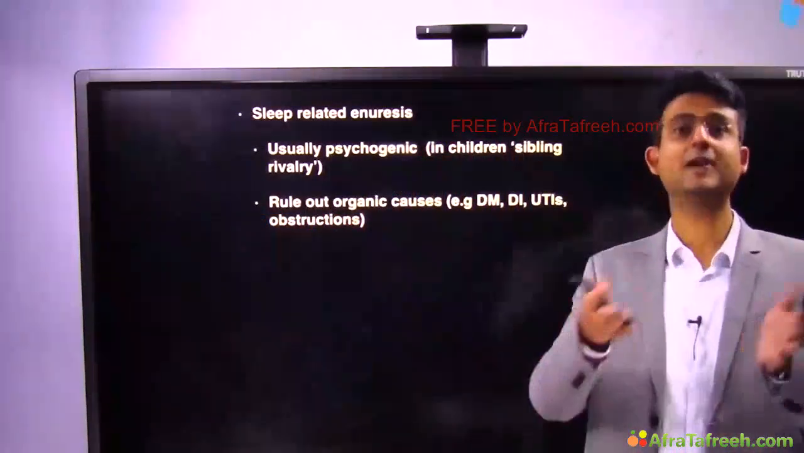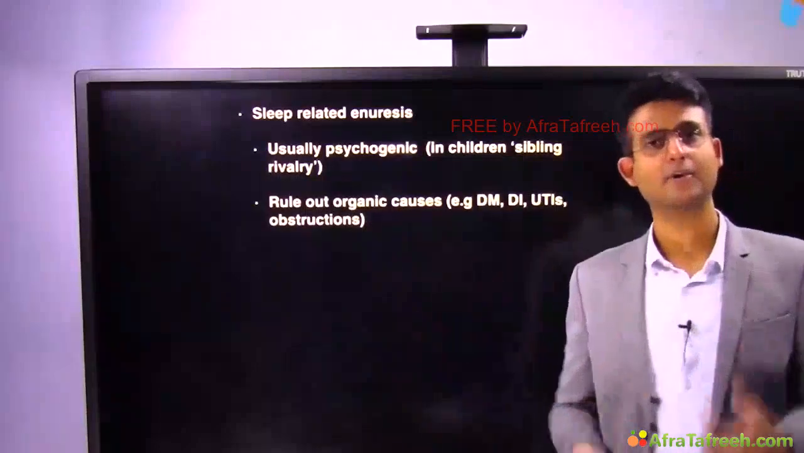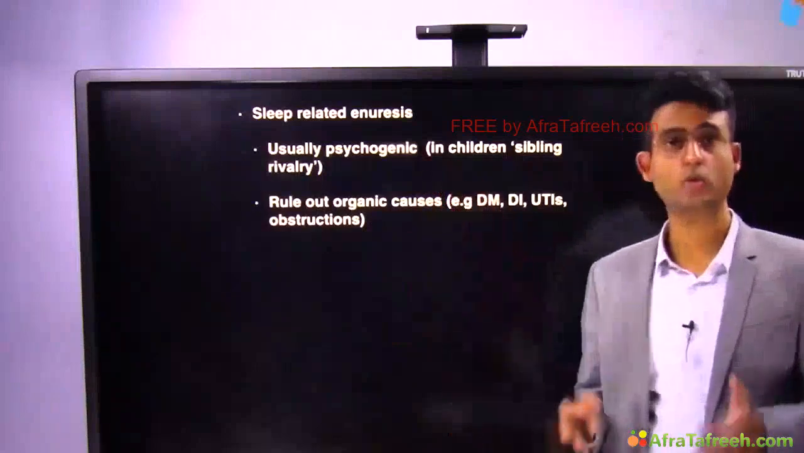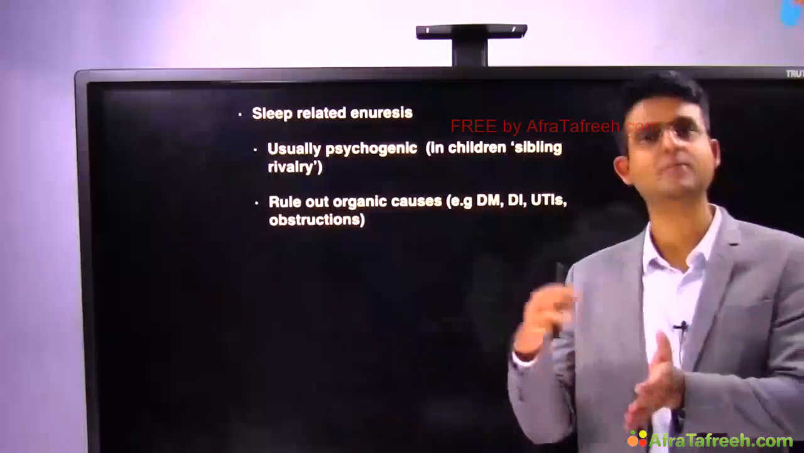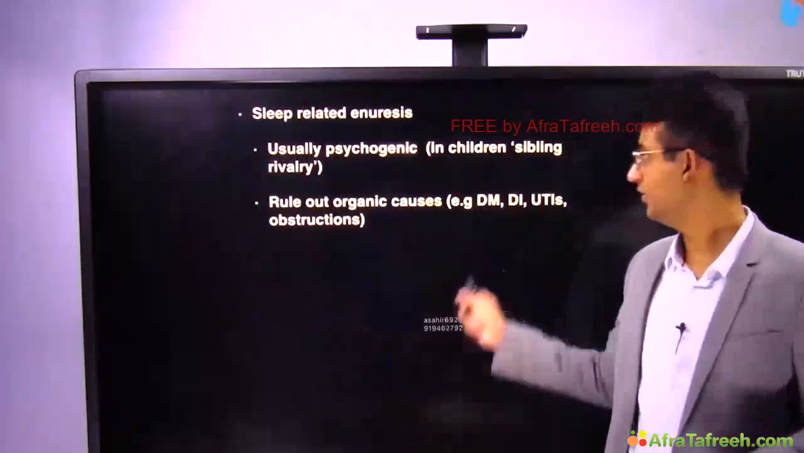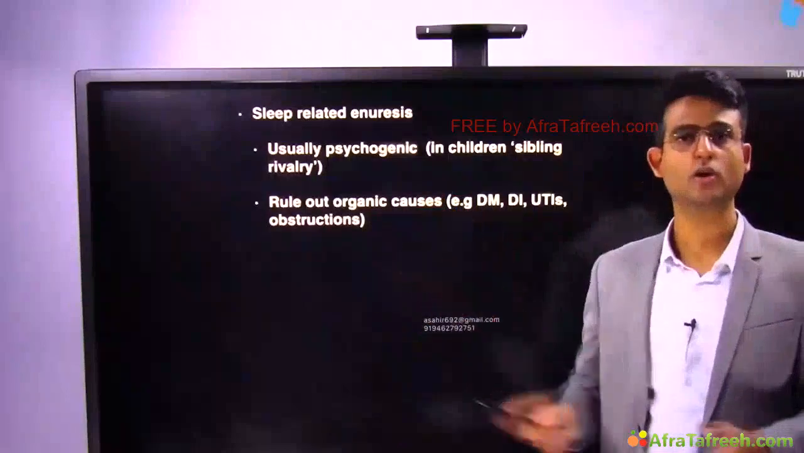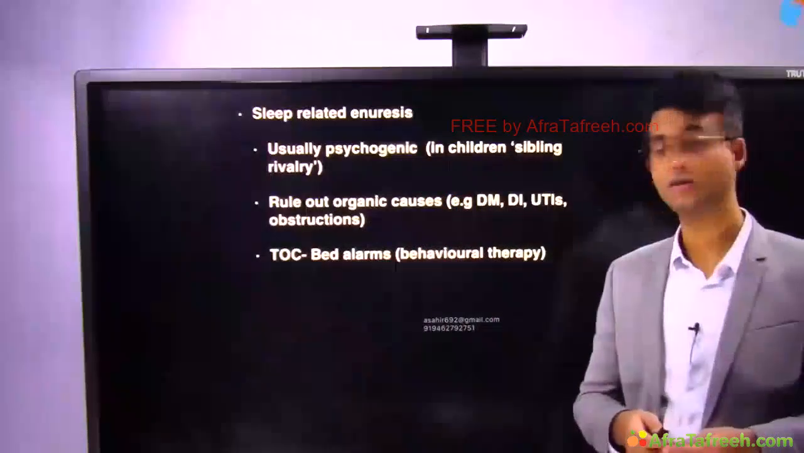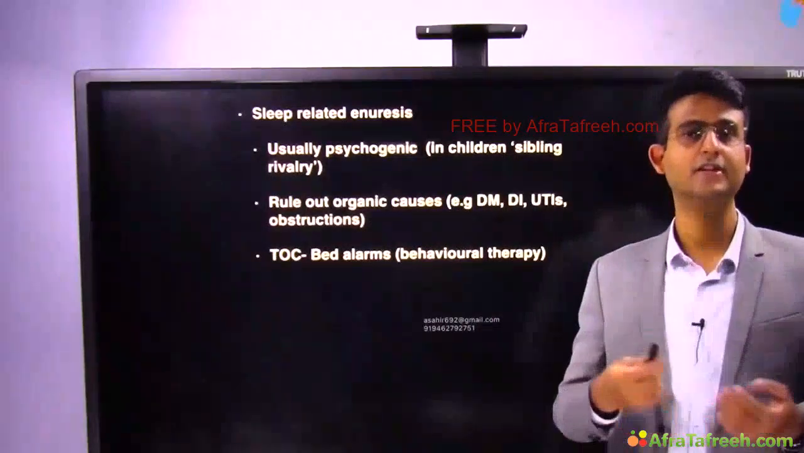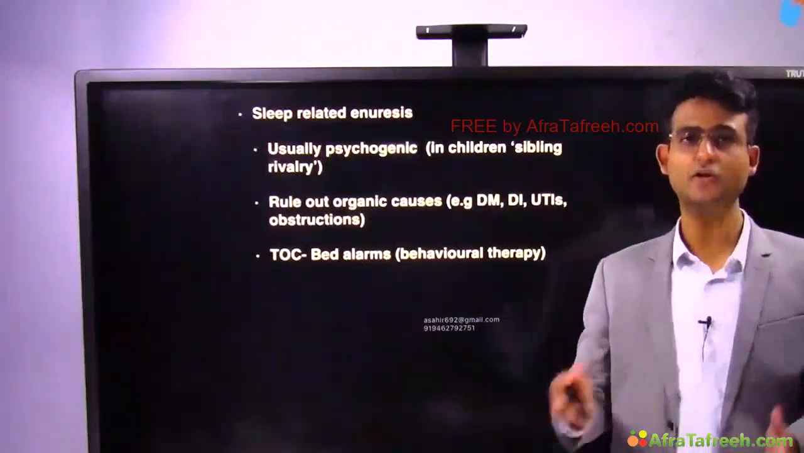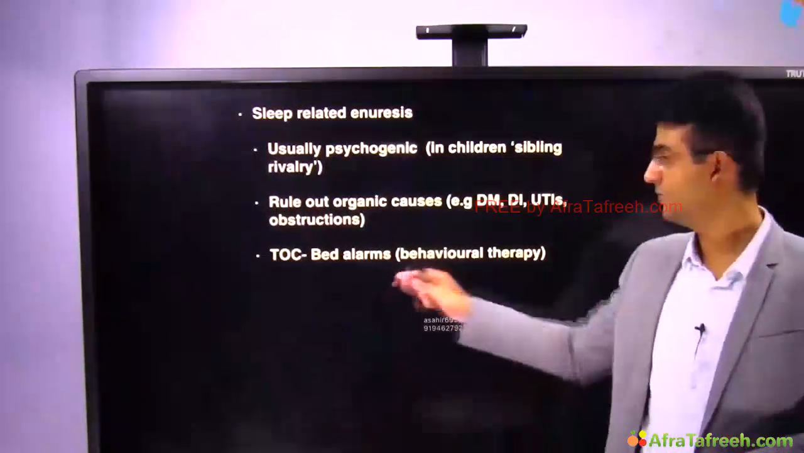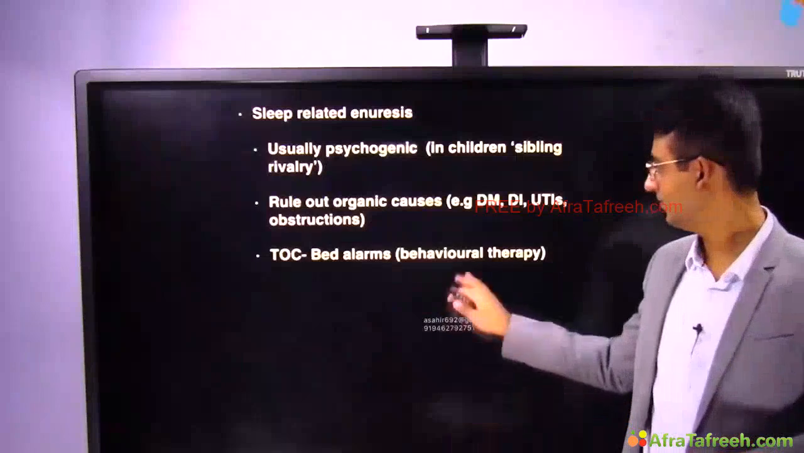Then there are primary enuresis versus secondary. Primary is somebody who had never been continent, and secondary is somebody who had achieved continence but again became incontinent. So first of all, we do all those investigations to rule out an organic cause. Only then we talk about psychogenic nocturnal enuresis. If in the exam they ask you what is the treatment of choice for psychogenic nocturnal enuresis, the answer would be bed alarm, which is a kind of behavioral therapy.